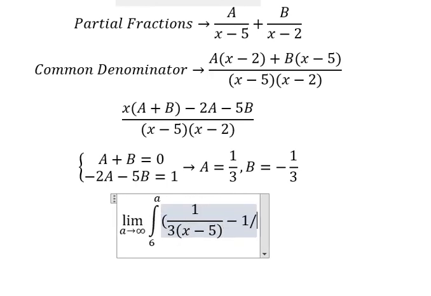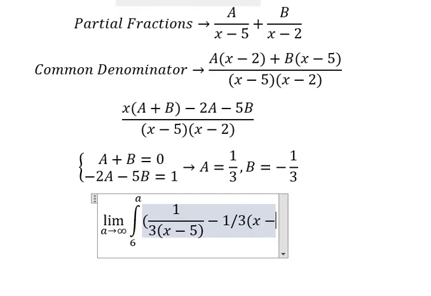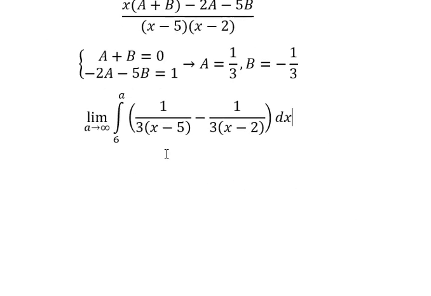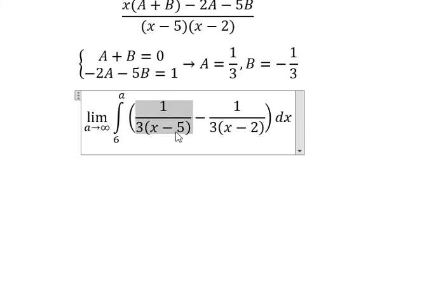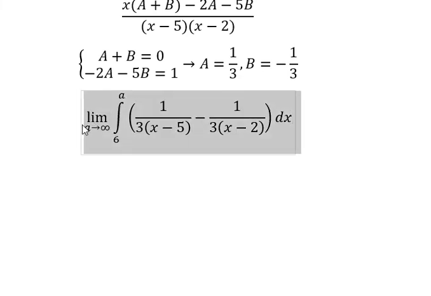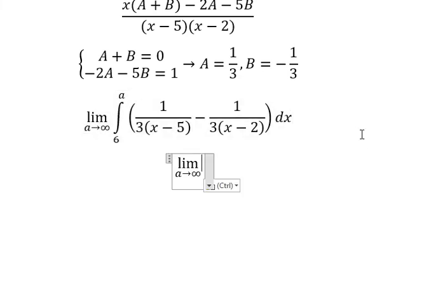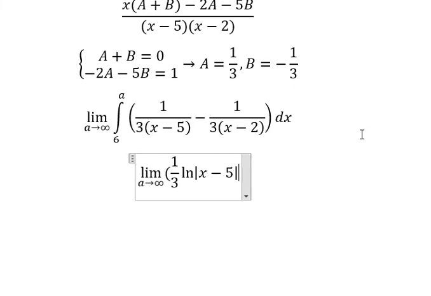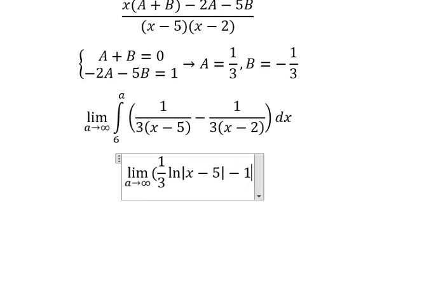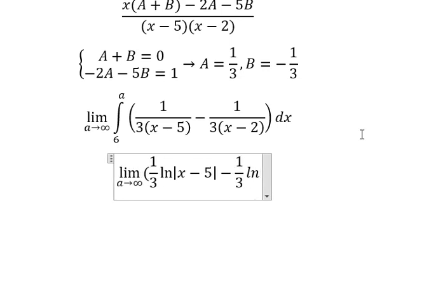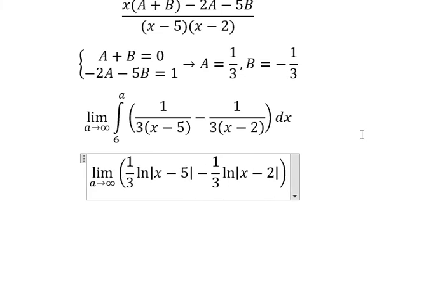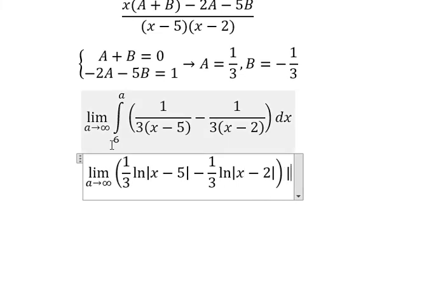And the second one, so the integration of this one in here, we will have 1 over 3 ln of the absolute value of s minus 5, and we have negative 1 over 3 ln of the absolute value of s minus 2, and we put the bounds from 6 to a.